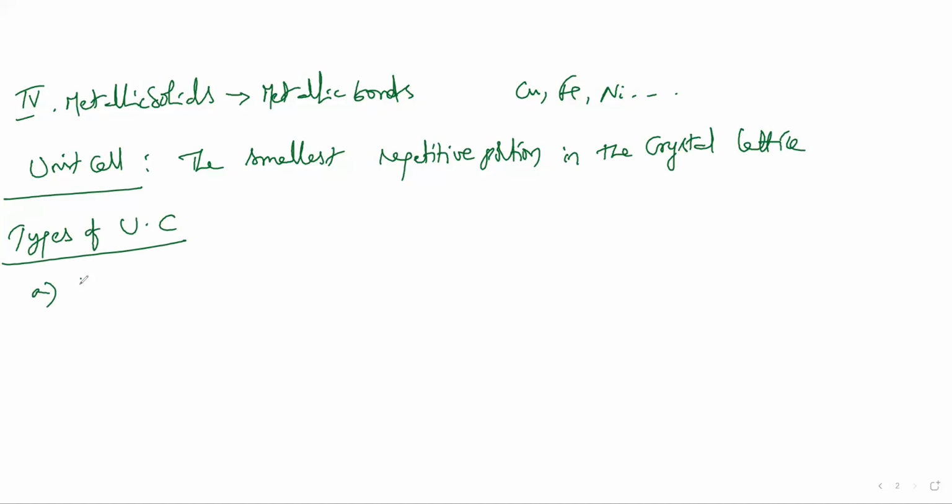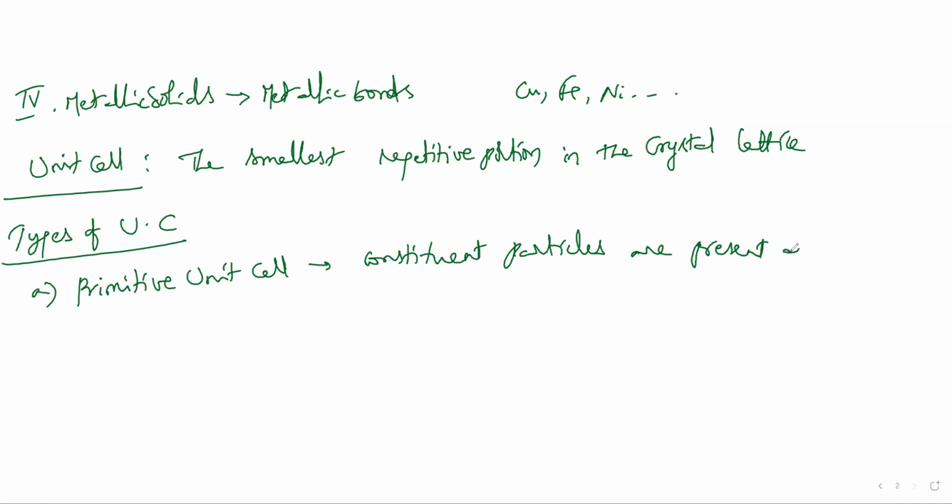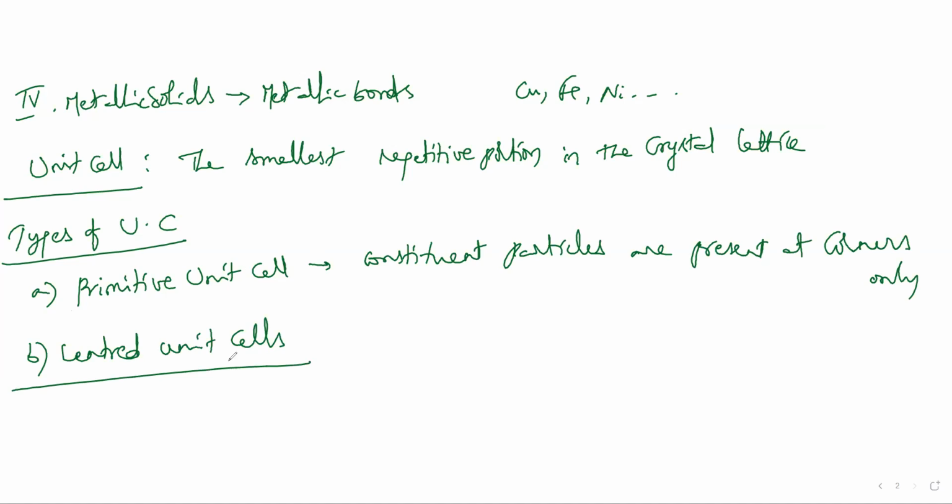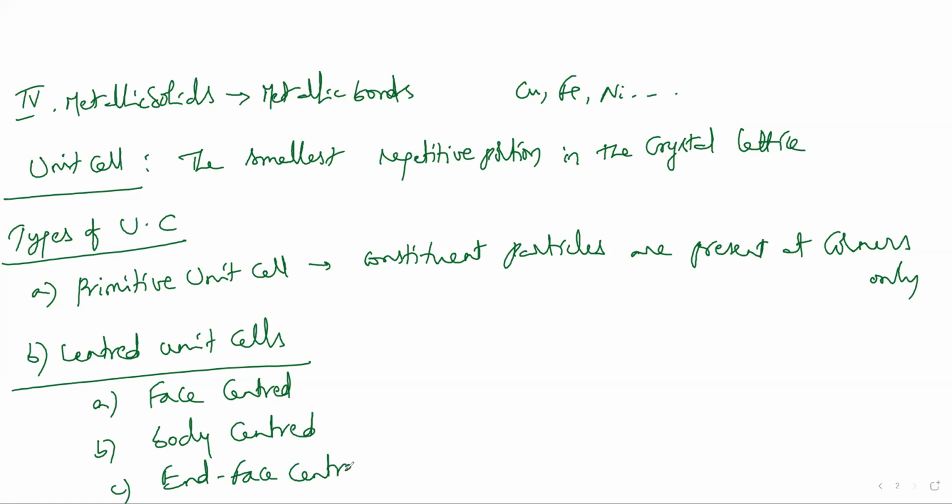Then types of unit cells. How many types of unit cells are there? First one, primitive unit cell. What is a primitive unit cell? Constituent particles are present at corners only. Second one, centered unit cells. Centered unit cells are again face centered, body centered, or end face centered. So this is about centered unit cells. Done.